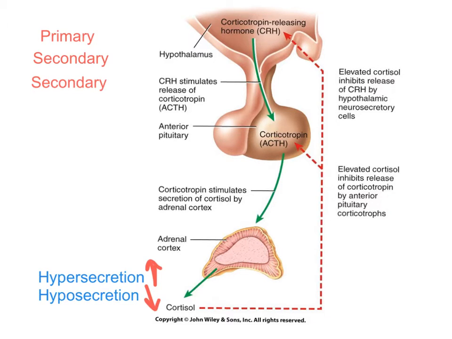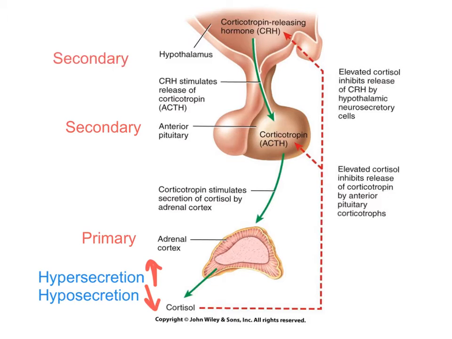Noting that this could either be due to a primary pathology resulting from a problem in the adrenal cortex, or it could be secondary due to a problem in the anterior pituitary, or it could also be considered secondary if it is due to a problem in the hypothalamus.